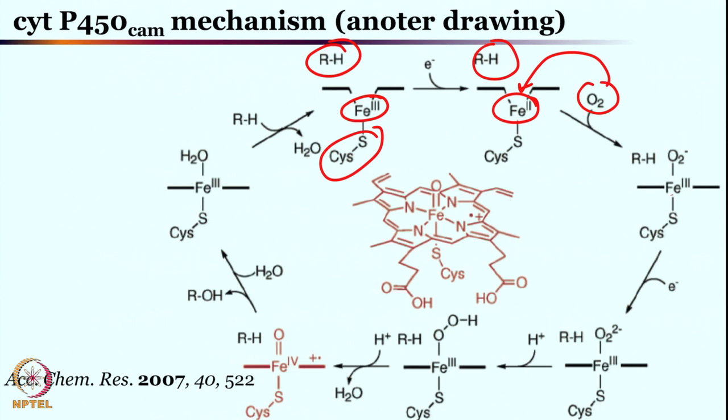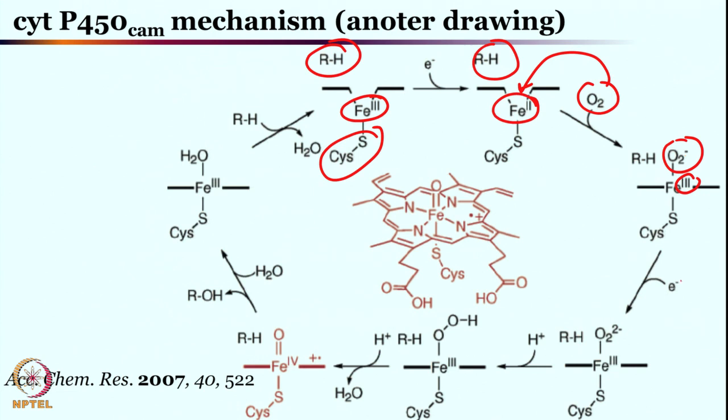The sixth ligand system has come. This is the fifth one, four from here, fifth and sixth here, and that oxygen is now reduced by iron to give the iron(III) superoxide. This is the same mechanism as what we have seen in the last slide as well, right.